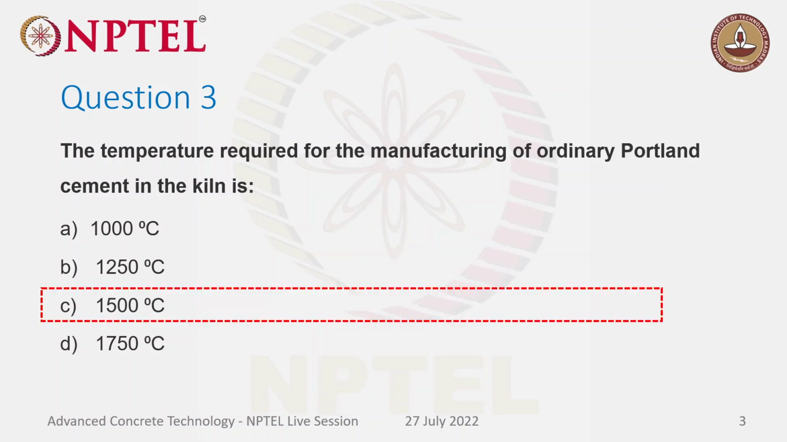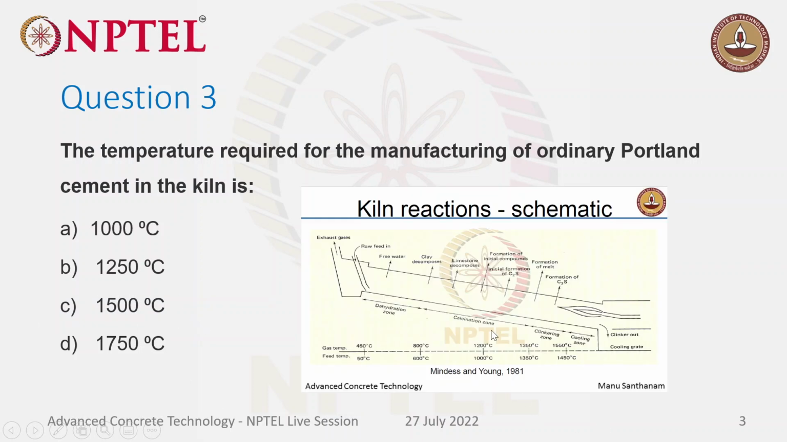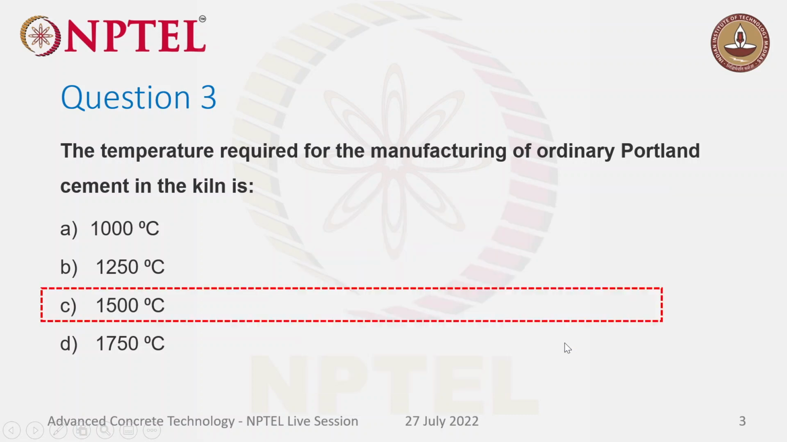Moving on, the answer is nothing but 1500 degrees Celsius, which is shown in the figure here. It's in the range of 1450 to 1550. The feed temperature and the gas temperature will vary, but it will be in the range of 1500 degrees Celsius. So the answer is option C.